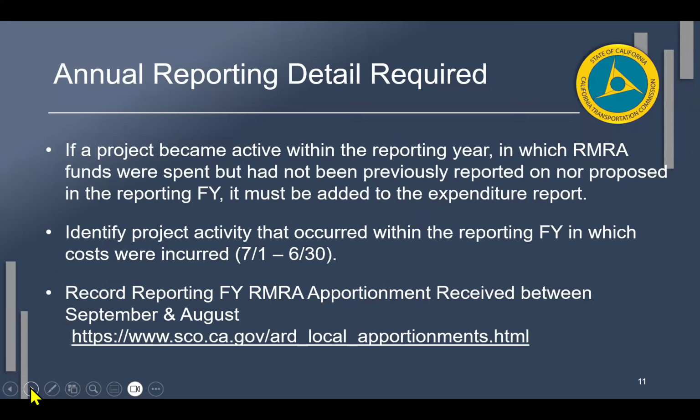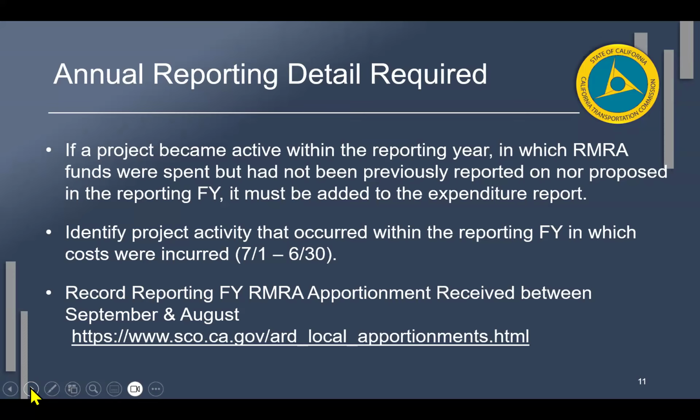So here's a little bit more of the detail that's required. If a project became active within the reporting year in which RMRA funds were spent but had not been previously reported on nor proposed in the reporting year, so this means it didn't show up on your project proposed list, this didn't show up on your expenditure reporting list the year prior, you are going to add it as a new project, right? We have a way for you to do that and we'll walk through that.